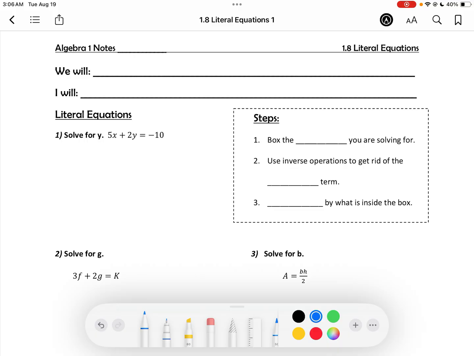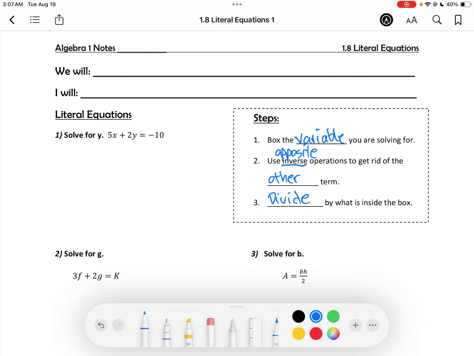So the first step that I'm going to have you do is make sure that you always box the variable that you're solving for. Then you're going to use inverse, or what we call opposite operations, to get rid of the other term. Then finally, you're going to divide by what's inside the box.